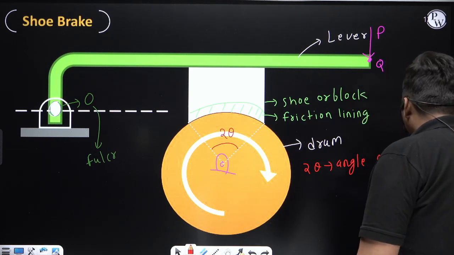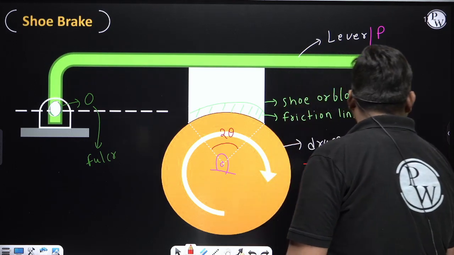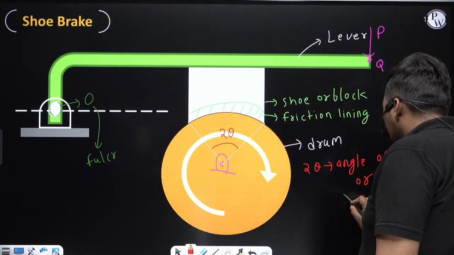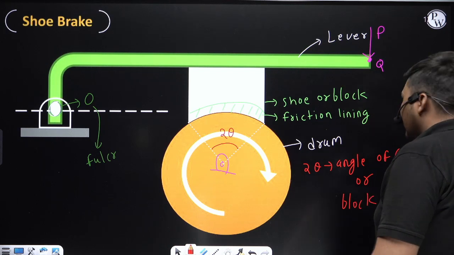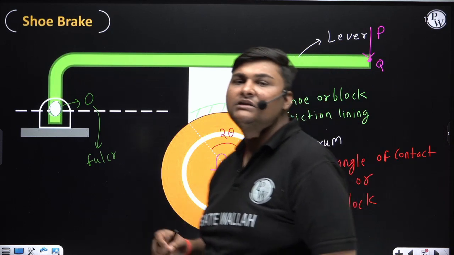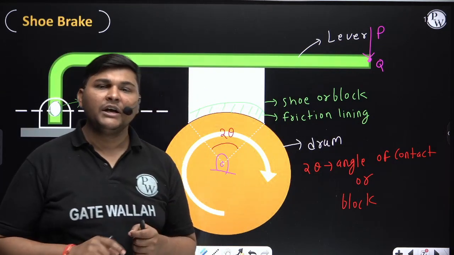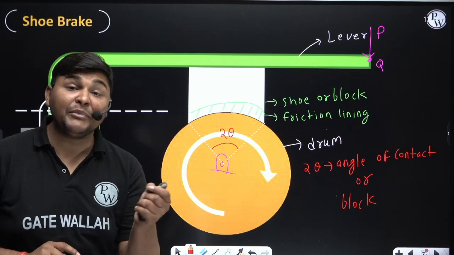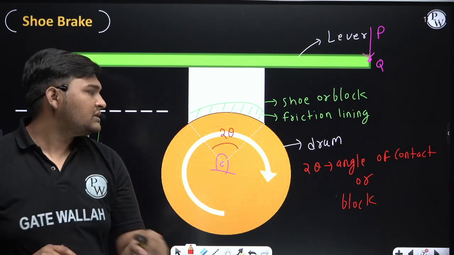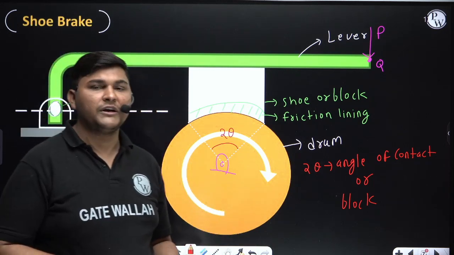Angle of contact or block angle. Some authors refer to this angle as theta. As per my notation, block angle or angle of contact is 2 theta. If the examiner has given the block angle, it means 2 theta is given. If the examiner has given the semi block angle, it means theta is given, because as per my notation, block angle is 2 theta.